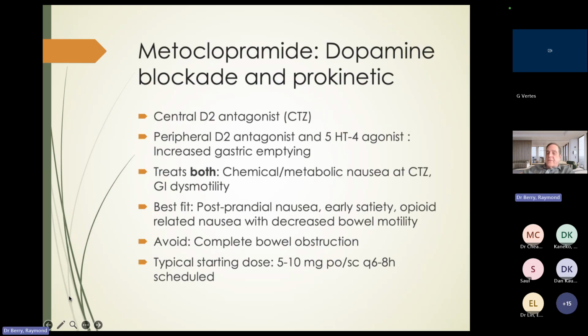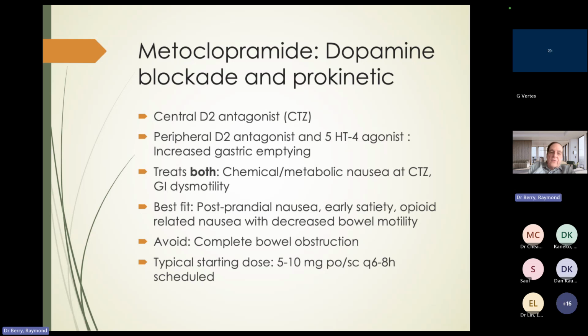So metoclopramide, I'll start with this. The reason I'm starting with it is that it has a very unique action, and we use it a lot in palliative care. It blocks dopamine centrally, so it crosses the blood-brain barrier and blocks dopamine at the chemoreceptor trigger zone, but it's also effective peripherally at the D2 receptors in the gut. And it is also an agonist of serotonin in the gut. So those two increase gastric emptying.